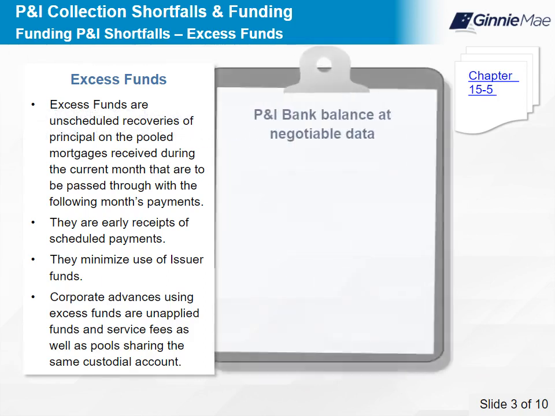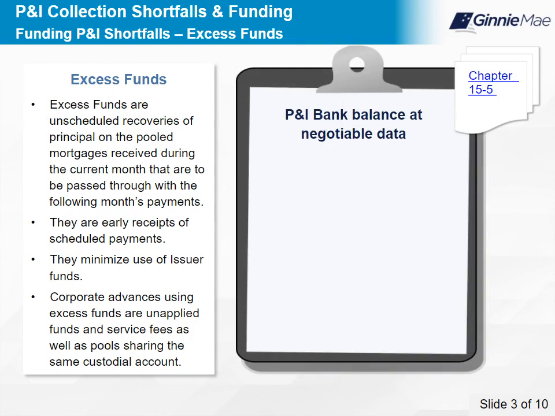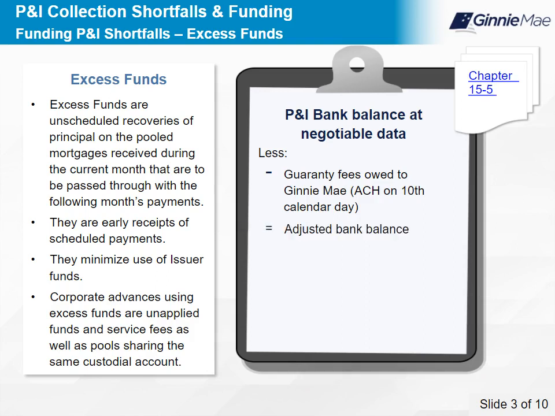To calculate corporate advances using excess funds, subtract the guarantee fees owed to Ginnie Mae, ACH on the 10th CD, from the P&I bank balance. The result is the adjusted bank balance. Subtract the amount due security holders. If the resulting number is positive, you have an overage. If it is negative, you have a shortage. Select Next to continue.